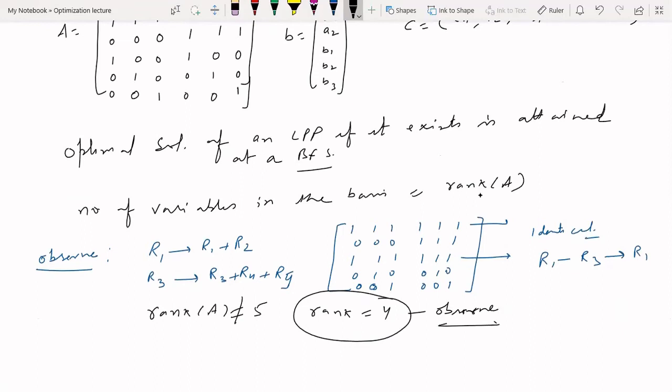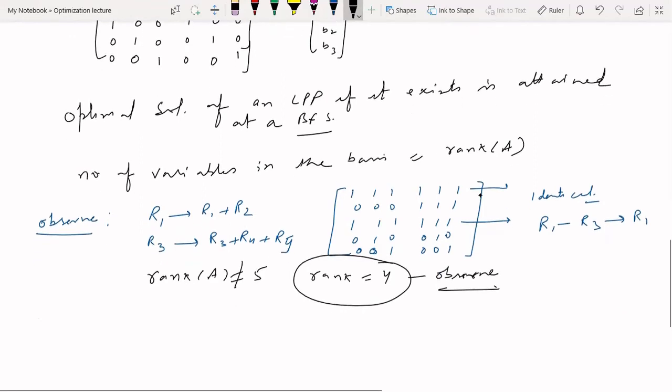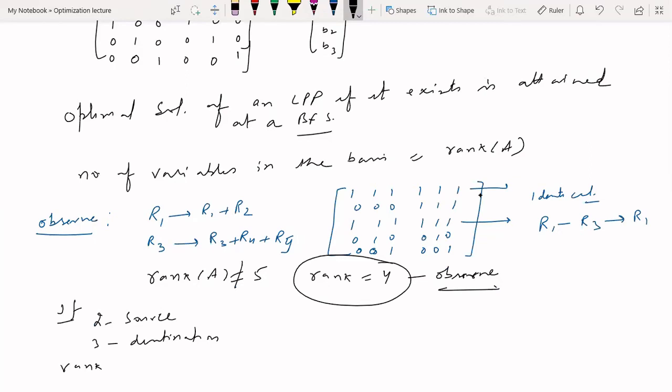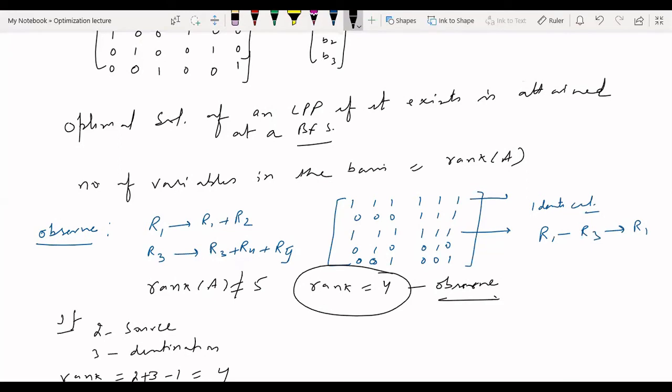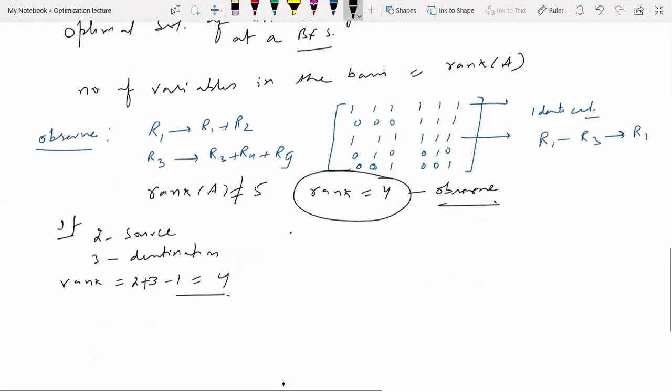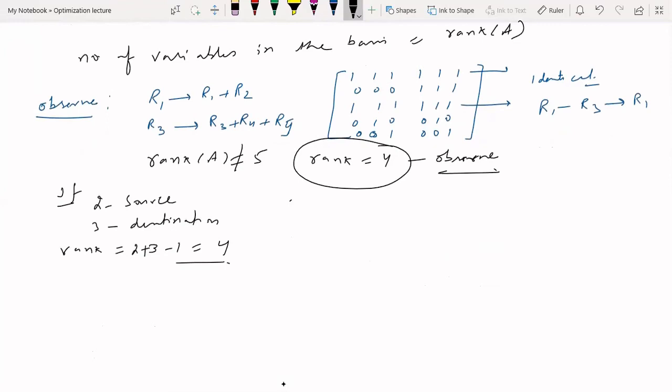So if you have m sources, in this case you had 2 sources and 3 destinations, then rank is equal to 2 plus 3 minus 1, which is 4. So the rank of the matrix is 1 less than the sum of the number of source rows and the number of destination rows.